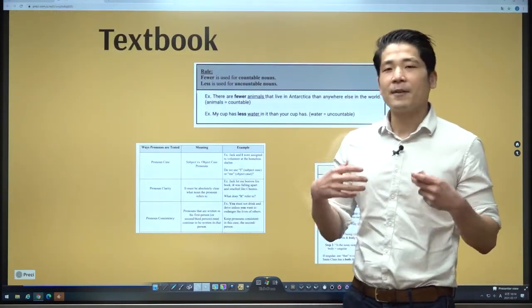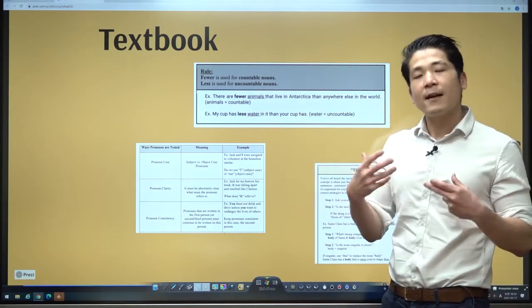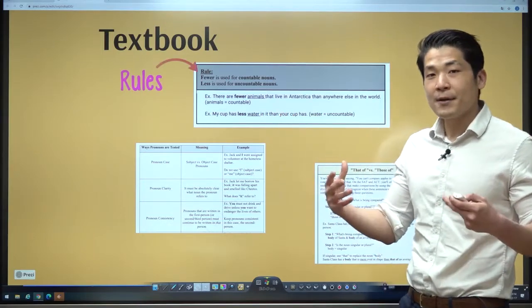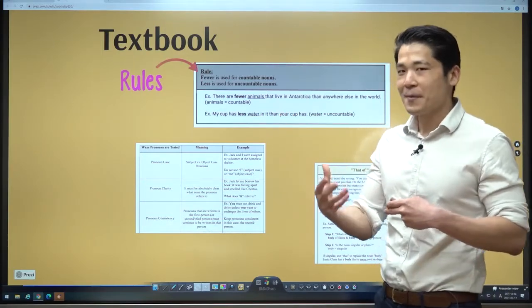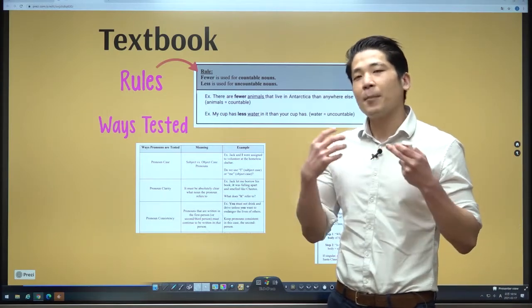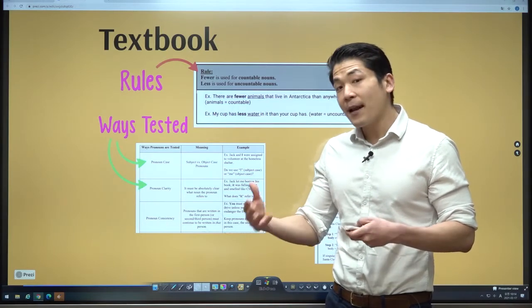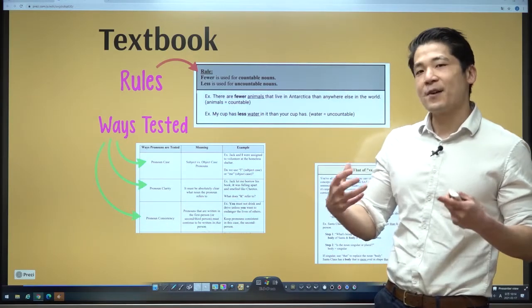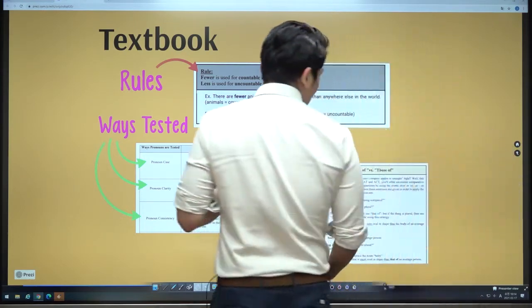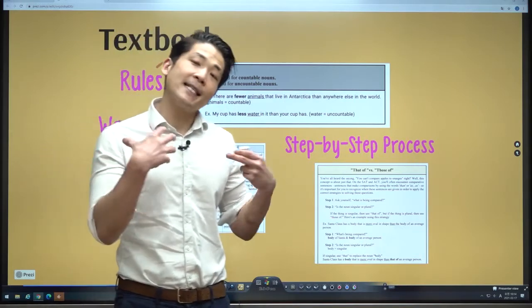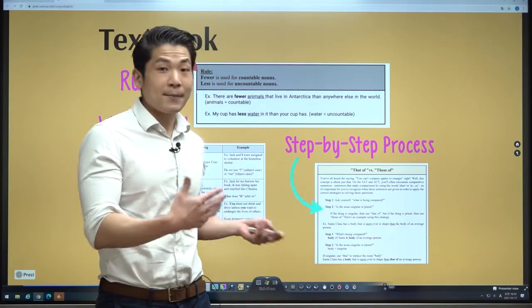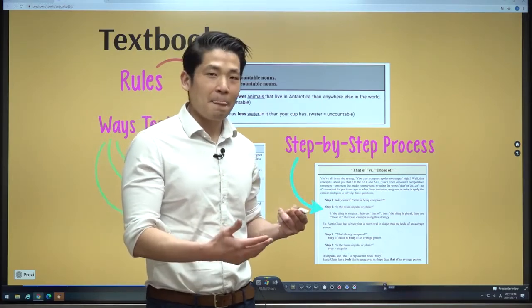An example of how the textbook will look is you'll learn the foundations of English grammar. I'll teach you some of the rules for grammar, for example, punctuation rules, as well as the different ways that the ACT will test you on a particular concept. For pronouns, for example, there are actually 6 different ways that the ACT will test you on pronouns. We cover all of that in your book. Also, you'll learn some of my step-by-step strategies for how to answer certain types of questions correctly.